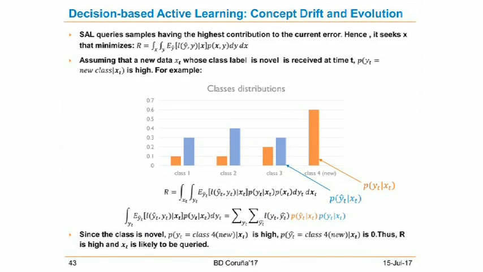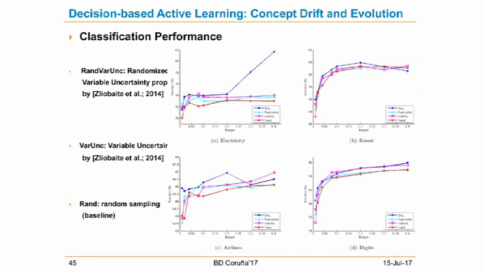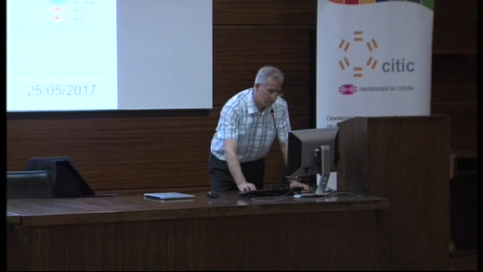So I'm going to skip this. Again here, you may see that we could also have very good results, using the same concept, decision-based active learning, but in this case, we had to cope with concept drift and evolution. To the best of our knowledge, there is no active learning dealing with evolution in data streams. So that's quite novel as a contribution.